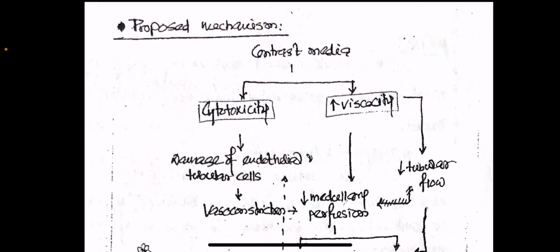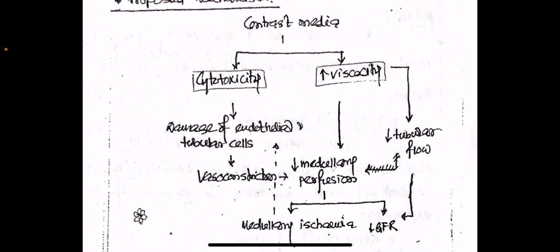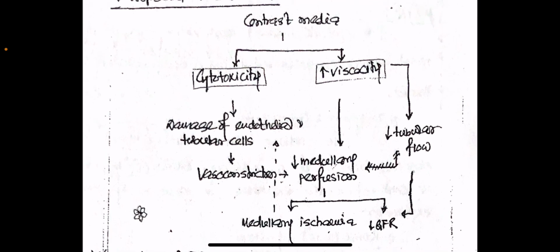Now, the proposed mechanism. Contrast media have cytotoxicity and viscosity. With cytotoxicity, there is damage of endothelial tubular cells. It causes vasoconstriction. It causes reduced medullary perfusion and medullary ischemia, and decreased GFR.